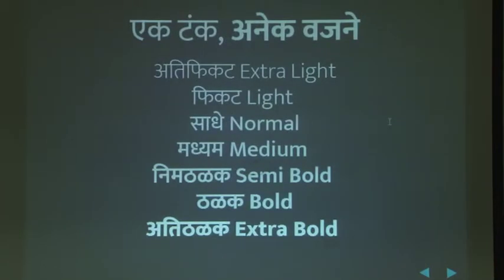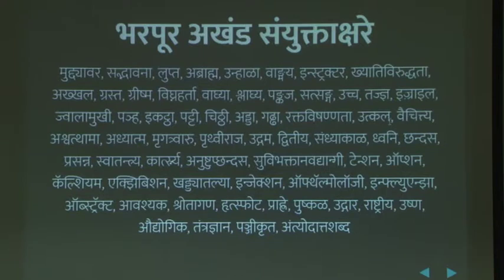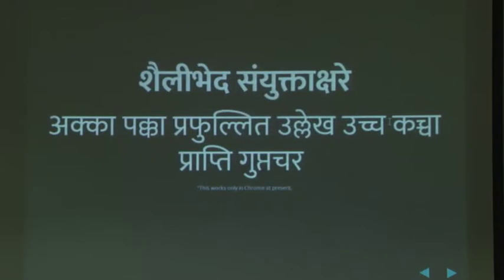We have 7 weights, which is the highest number of weights available in any open source font. We have the highest number of conjuncts possible, and what we have are what are called akhanda conjuncts. If you want to write influenza, the whole conjunct is one. There is no break within the conjuncts. We have what we call Shaili Bhedi Sanyuktakshar. So if you look at Akka and Pakka, we have both Adve Sanyuktakshar as well as Ubhe Sanyuktakshar. So Prafullit and Ullekh.